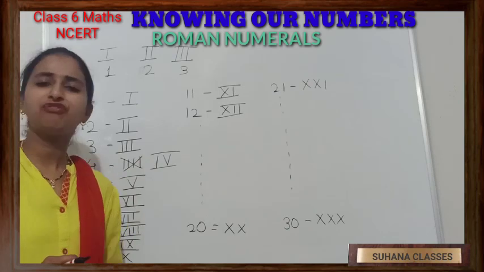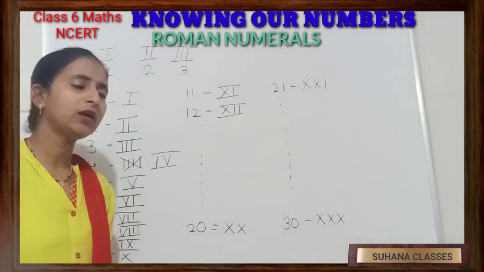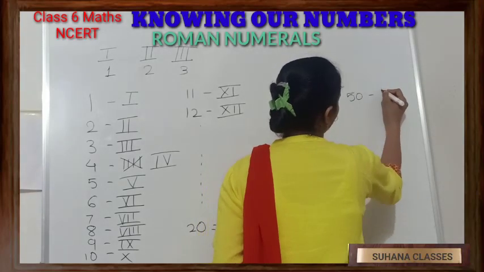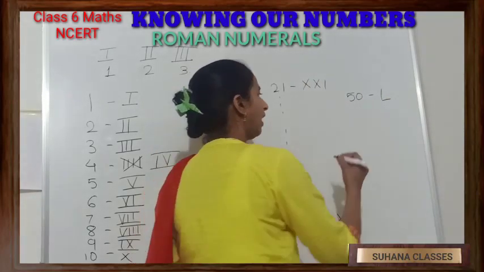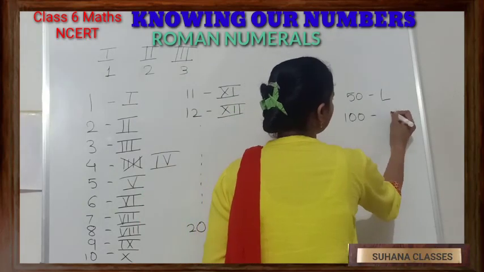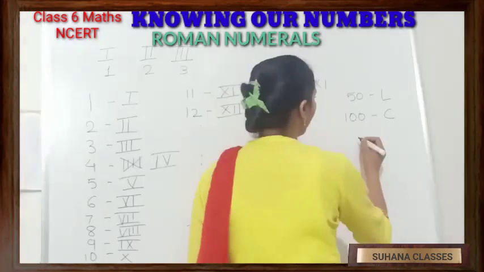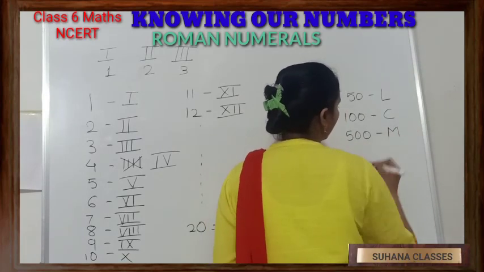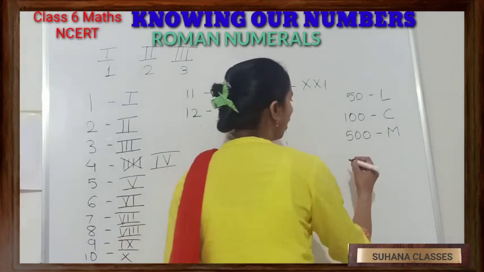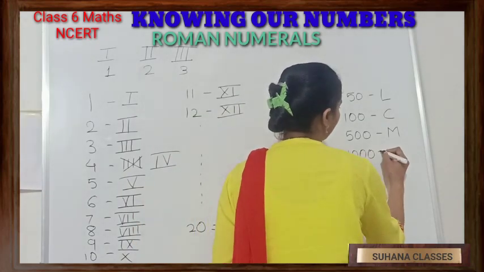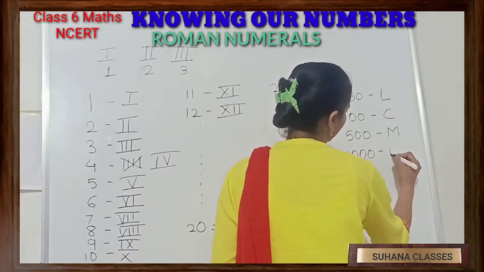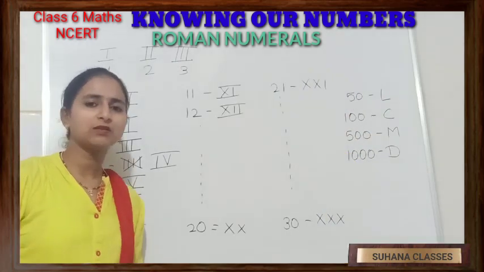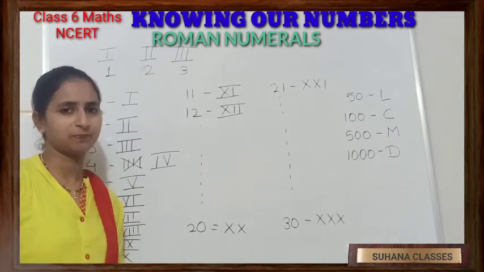If I want to write 50, how do I write 50? I write 50 as L. How do I write 100? I write 100 as C. How do I write 500? I write 500 using the letter D. How do I write 1000? We write 1000 using the letter M. So these are the alphabets which are used to represent the Roman number system.